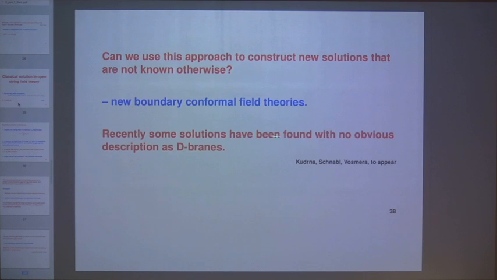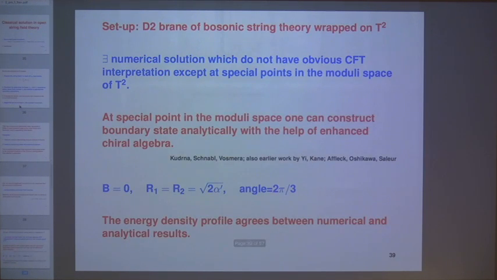And indeed, recently some solutions have been found which have no obvious description as D-branes. This is still an unpublished work by these authors, Martin Schnabel and two of his students, Mathieu and Jakub. So I'll try to describe the result in a few words. The setup here is a D2 brane of bosonic string theory, which is wrapped on a two-dimensional torus. It turns out that there exists a numerical solution in level truncation which does not have an obvious CFT interpretation except at special points in the moduli space of T2.